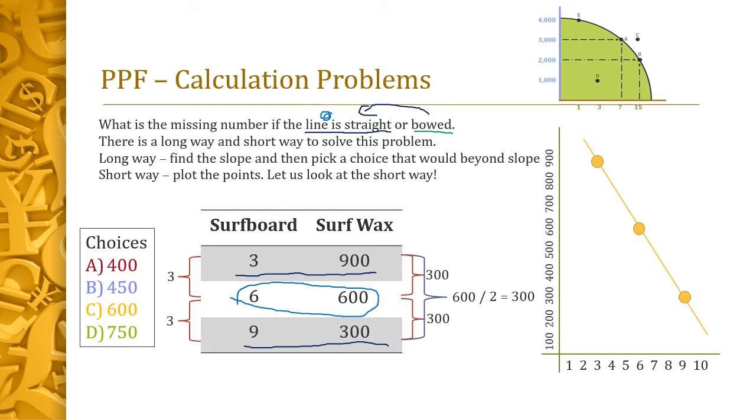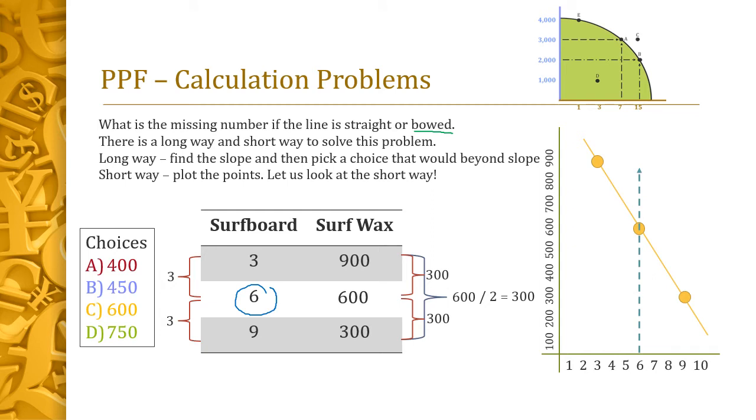Now, the second question that's asked is, what if it's bowed? So that's going to be a little bit different. One thing we know for sure is that it's going to be 6 surfboards. So what I tend to do is draw myself a little arrow from 6. I know that this number has to be on the 6. I also know that the number has to be beyond 600. So if we look at 400, that's not going to make a bowed line, is it? And 450 isn't going to make us a bowed line. But 750 goes beyond, and that will create a bowed line.